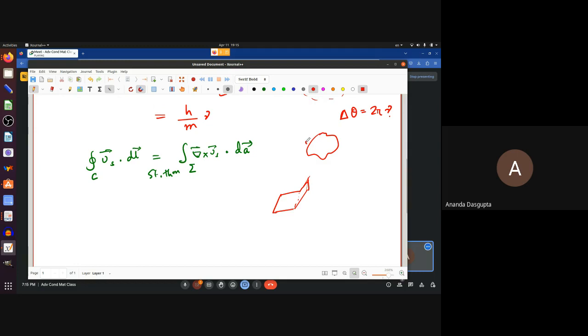This loop has to have something to do with the surface, right? You, of course, wouldn't believe that the circulation of a vector around some loop is equal to the integral of the curl of that vector over some arbitrary volume, right? The curl of V is integrated over some surface. This surface has to be somehow related to this contour, right? Yes? How is that related? This has nothing to do with superfluid. This is basically Stokes' theorem. How are these two things related?